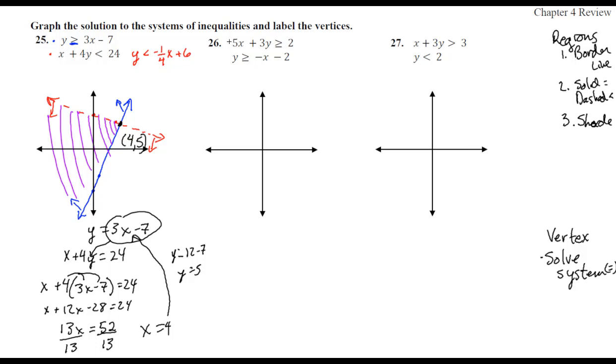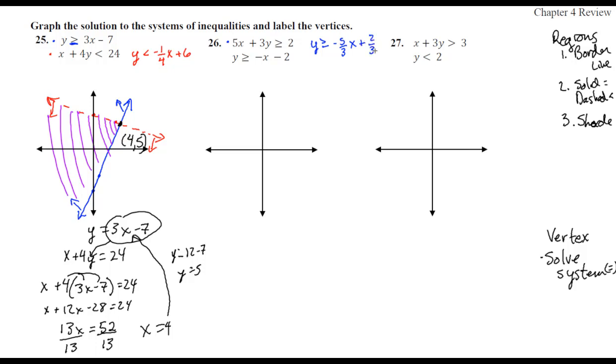We'll do the top one in blue again. Let's solve for y, and we get y is greater than or equal to. We subtract the 5 over and divide by 3x, and that will be a plus 2/3.